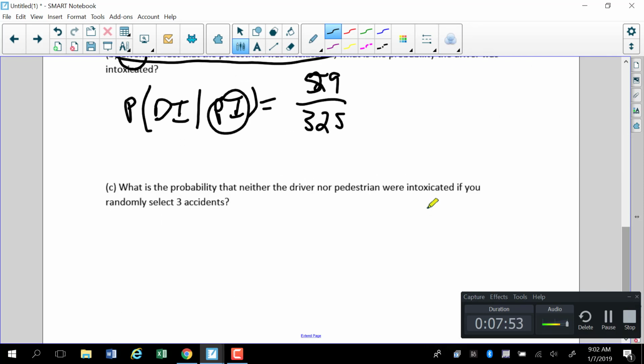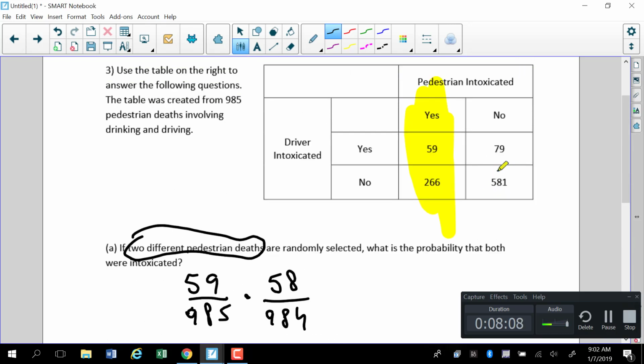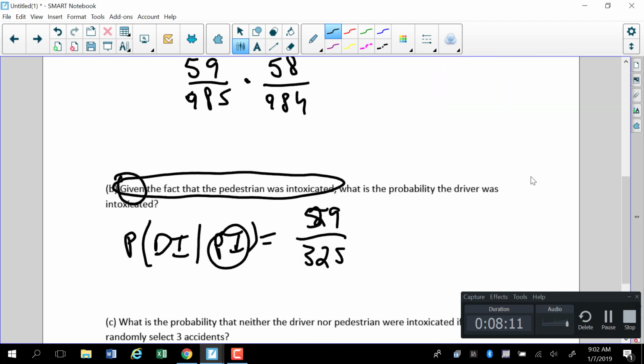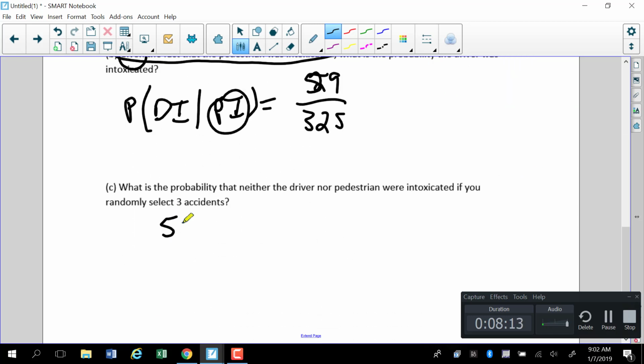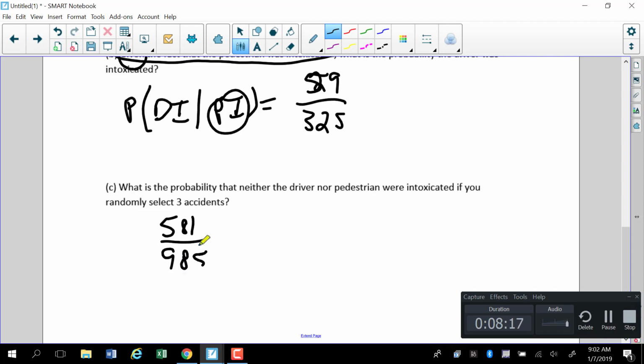So what is the probability that neither driver is intoxicated if you randomly select 3 accidents? So now we're not doing a given, so it's not conditional, but we have 3 accidents and neither one. So if we want to look at neither, we're going to be over here at this 581. So this is going to be 581 out of the 985. But we want to do 3 accidents. So there's 580 out of 984, and then 579 out of 983.